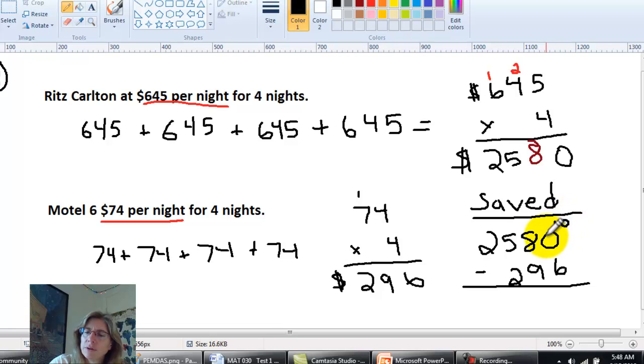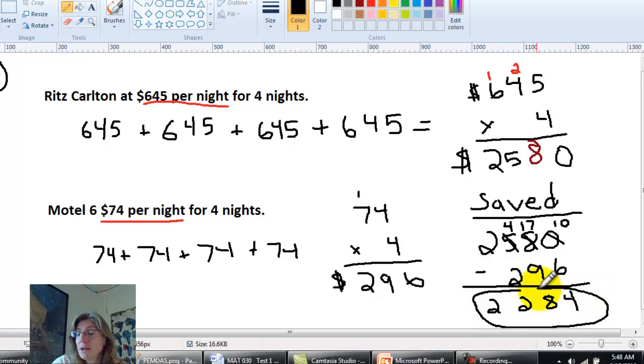So we're going to borrow, that becomes a 10. We take a group of 10 away from there. That makes that a 7. 10 minus 6 is 4. Cannot subtract 7 from 9. You have to do it again. So we're going to add a group of 10 to that one. And we're going to take that one down. 17 minus 9 is 8. 4 minus 2 is 2. And that's 2. So you saved $2,284.